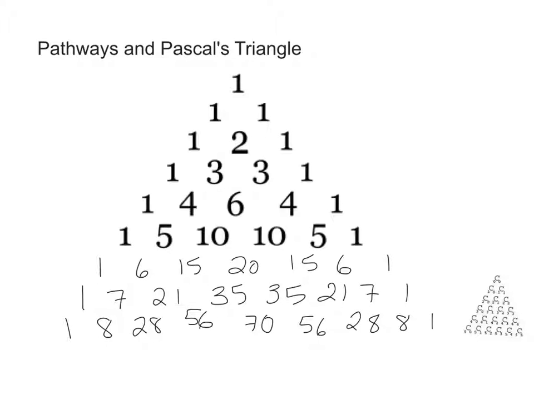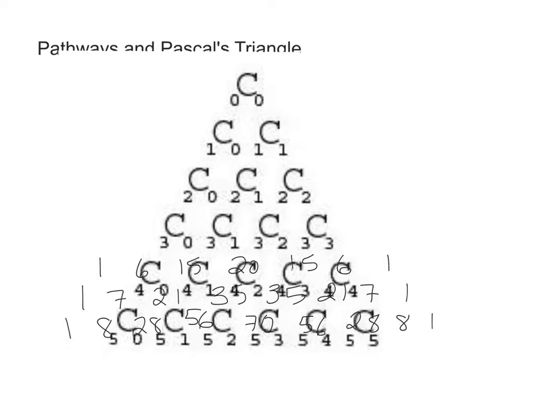So this keeps going on infinitely. Pascal's triangle isn't a finite size. You could keep making rows in it forever. The kind of interesting pattern of where these numbers come from, we can see we get them by adding, right? But those numbers are actually these numbers.